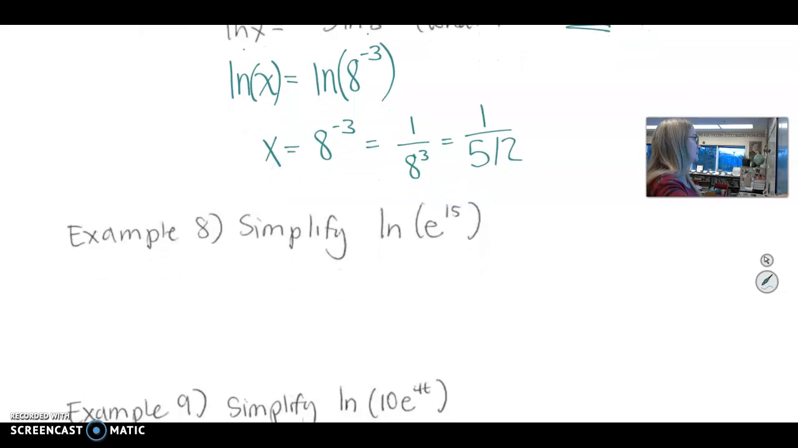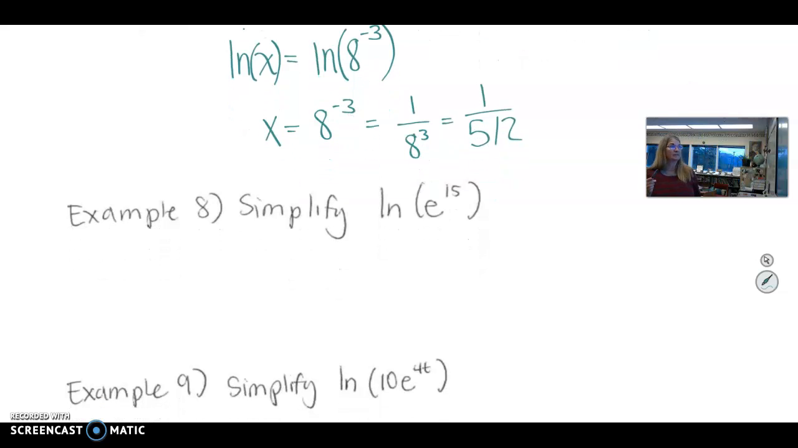All right, example 8. We're simplifying the natural log, which again has a base e, and we don't write it there, but you need to just kind of know it's there, and if it helps you to write it there, you can feel free to go ahead and do that, but you're not going to put it in as part of your answer in the end. Like, you want to make sure that you don't put the e there when you're simplifying.